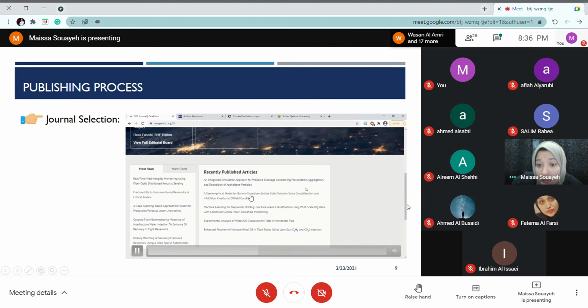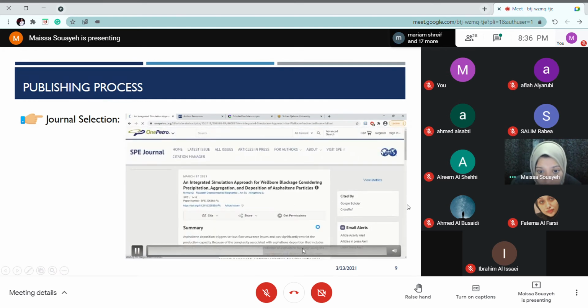For example, we'll check this recently published article. Okay, this is Key et al. Congratulations, Key et al., for publishing this paper. You can see here that you cannot access the paper. You need permission, or you need to pay for a subscription to OnePetro so you can access this paper.